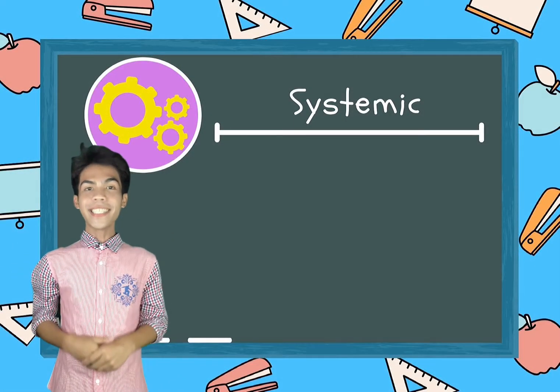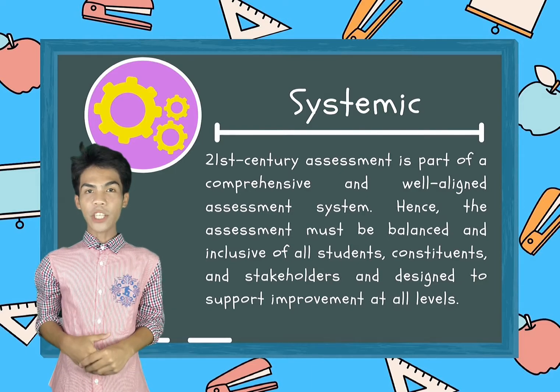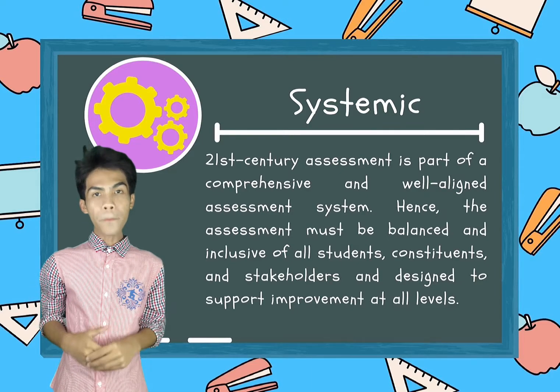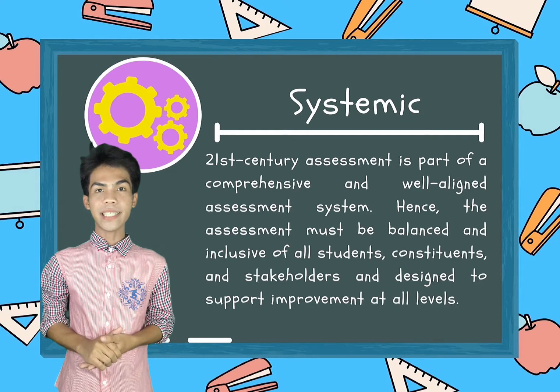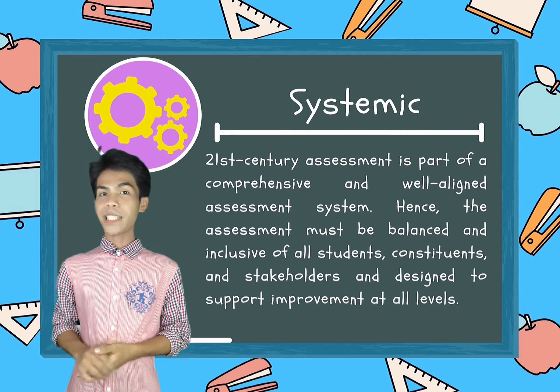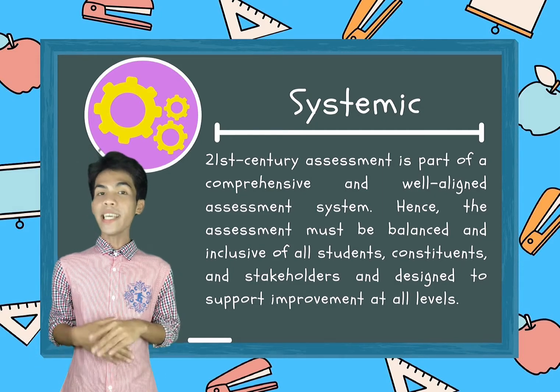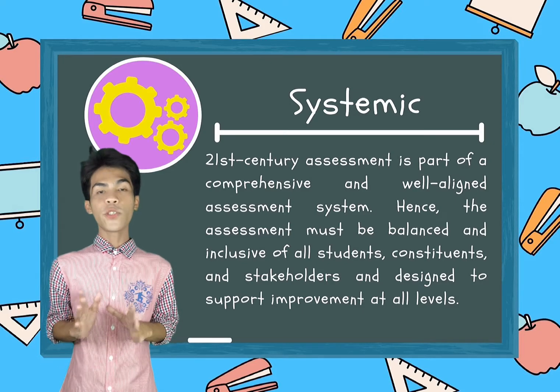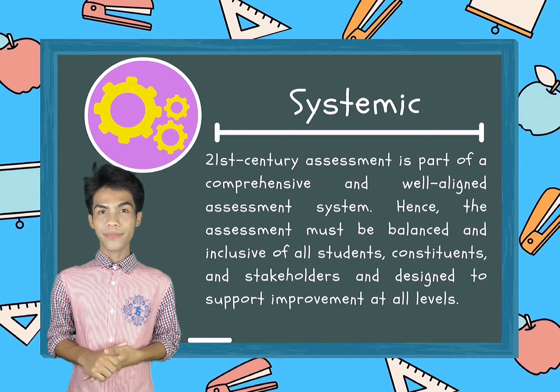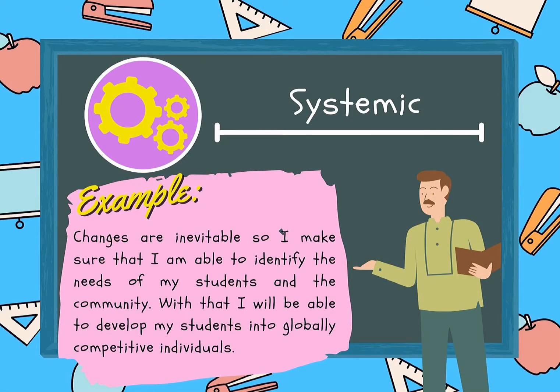Number 8, systemic. 21st century assessment is part of a comprehensive and well-aligned assessment system. Hence, the assessment must be balanced and inclusive of all students, constituents, and stakeholders, and is designed to support improvements at all levels. Example: changes are inevitable, so the teacher makes sure that he is able to identify the needs of his students and the community. With that, he will be able to develop his students into globally competitive individuals.